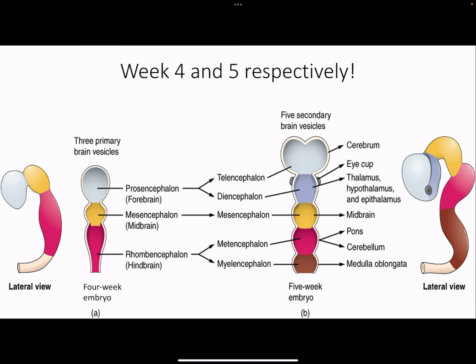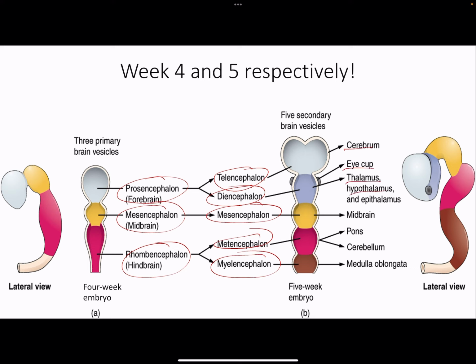All right, so if we're progressing here, we start with the prosencephalon, the mesencephalon, and the rhombencephalon, and these are going to become the telencephalon, diencephalon, mesencephalon, metencephalon, and myelencephalon, which becomes, and we kind of went, most of this lecture, from the superior to the inferior: the cerebrum, which is the basal ganglia, parts of the limbic system, and the cerebral cortex, the eyes, the thalamus, hypothalamus, midbrain, pons, cerebellum, medulla oblongata. We're going down.